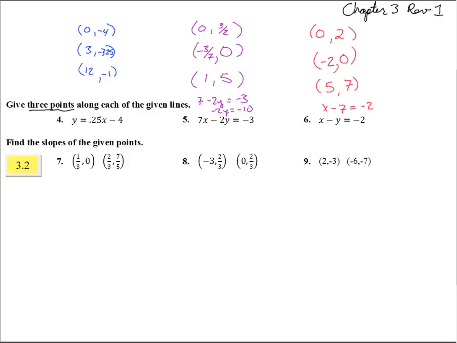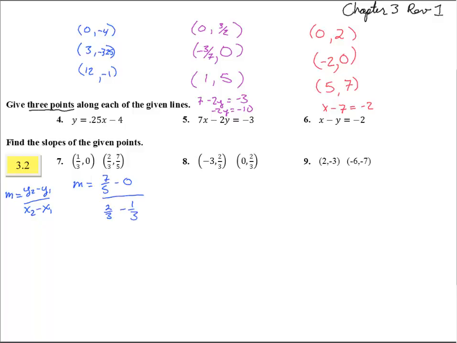Okay, number 7. Find the slope of the given points. As a reminder, here's the formula for slope: y2 minus y1 over x2 minus x1. Good. And remember, it could be y1 minus y2 over x1 minus x2, and that would work as well. So the slope in this one is going to be 7/5 minus 0 over 2/3 minus 1/3.